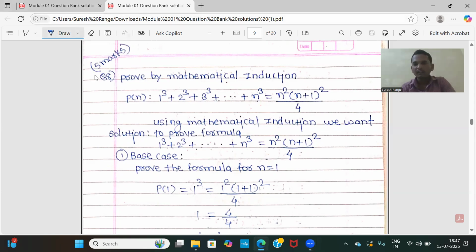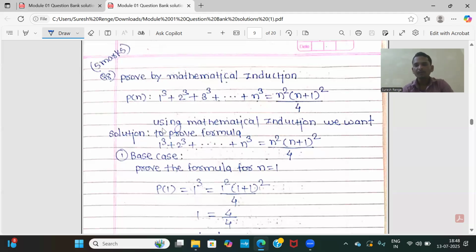This is question number 8. The weightage for that question is 5 marks. Under the topic of mathematical induction: Pn is equal to 1 cube plus 2 cube plus 3 cube plus dot dot dot plus n cube is equal to n square times n plus 1 whole square divided by 4. Using mathematical induction, we want to prove that, means prove the given statement by using mathematical induction. Here is what the question is asking, and the weightage for that question is 5 marks. Let us start to solve this question.